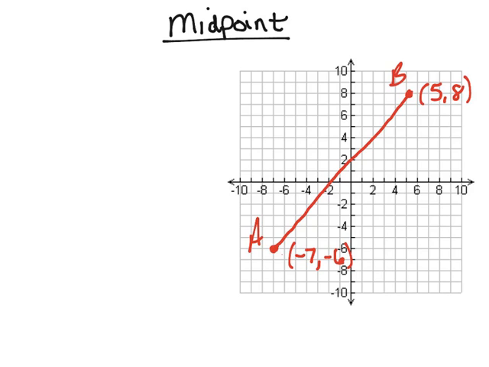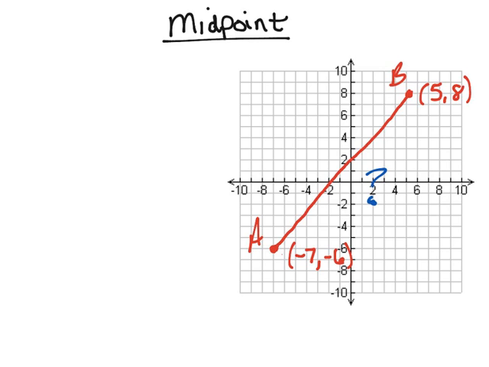Alright guys, in this video we'll be looking at the midpoint. As you can see here on my graph, I've got a line segment, the line segment AB. Notice that point A is at -7, -6, and we also got point B at 5, 8. So what I want to do is find the midpoint of this line segment. I want to know where is the center of this line segment. What would the ordered pair be for that point in the center of AB?